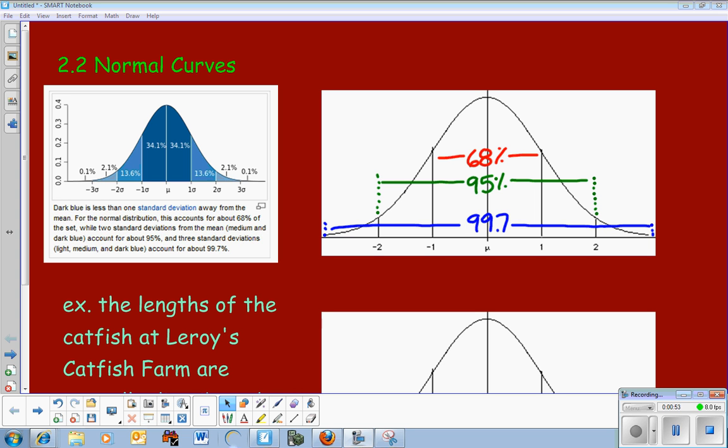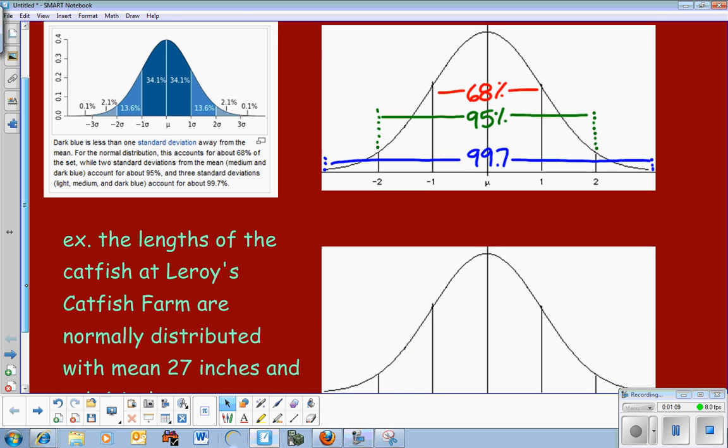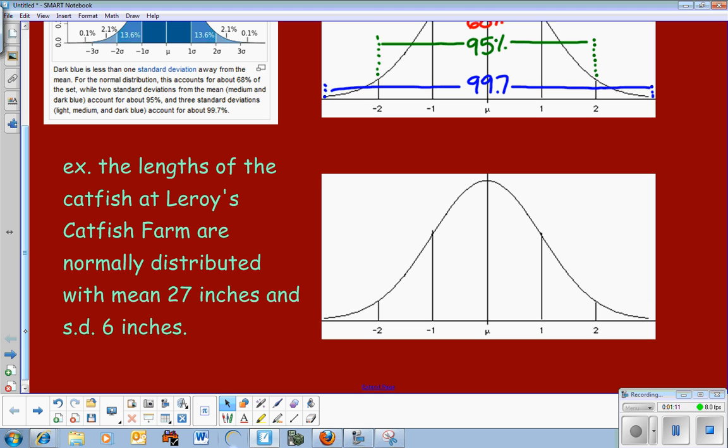The picture on the left is one I just found on Wikipedia that breaks down those percentages a little further, and you can see that they aren't exact. Different books will have different breakdowns, but those ones in blue there you can use to answer questions in 2-1 like this.